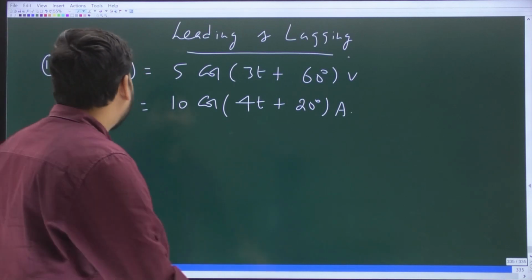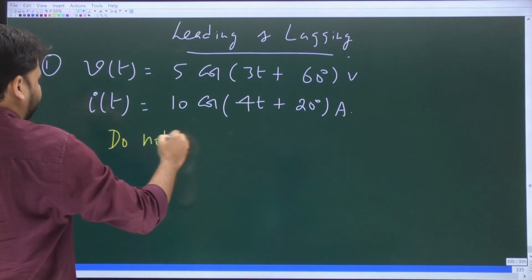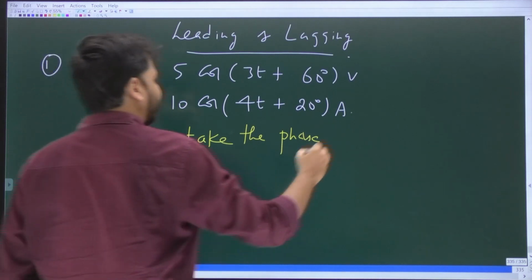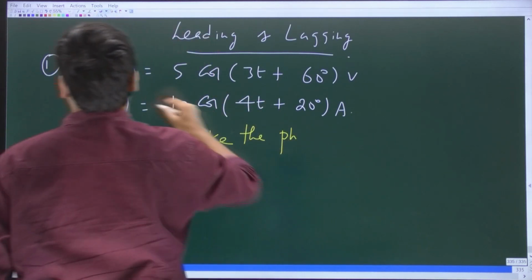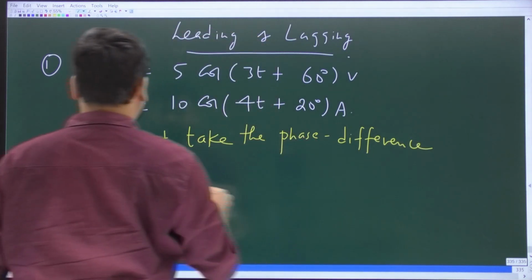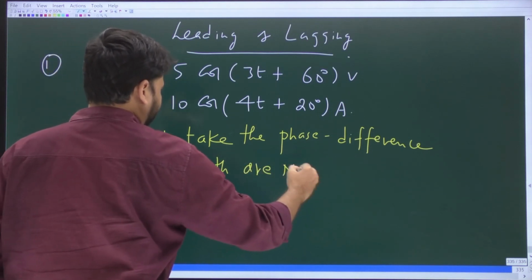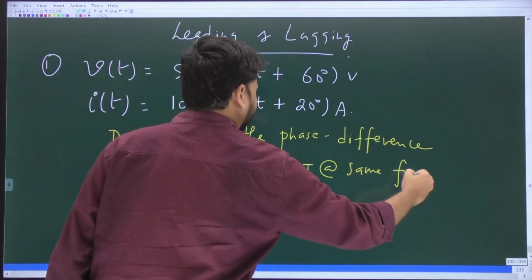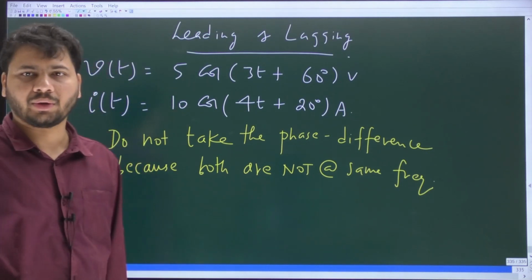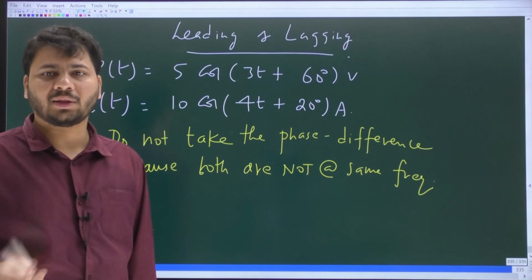You understood? So here the bottom line is: do not take the phase difference, because both are not at the same frequency. Is this point clear? It's a simple point, but you should know it. Because both the current and voltage are not at the same frequency, you should not say one is leading and the other one is lagging, and so on.